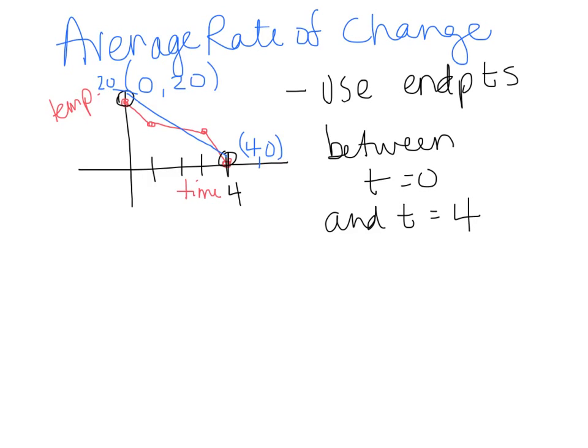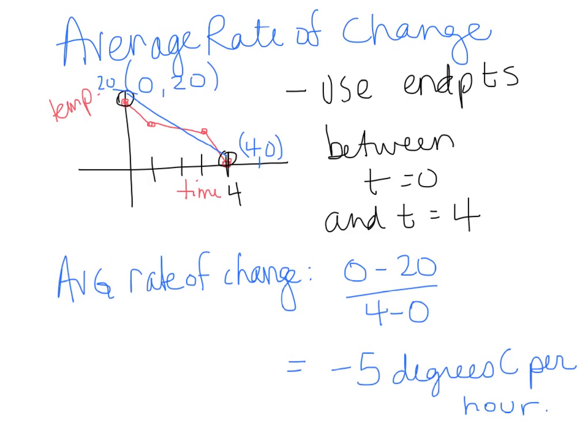So go ahead and calculate the average rate of change using those two endpoints. And if you do the math, you come up with the average rate of change is -5 degrees Celsius per hour. And you want to be careful because we do have a decreasing rate of change. The temperature was getting lower and lower, so you do have a negative rate of change there. Okay, that's expected, and we're going to make that work out.